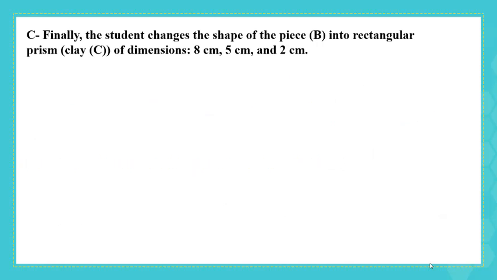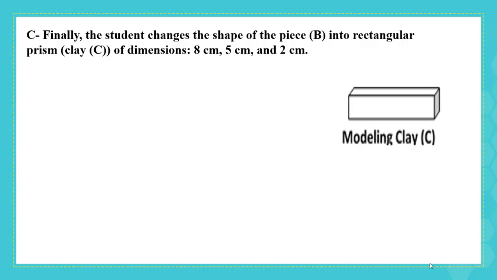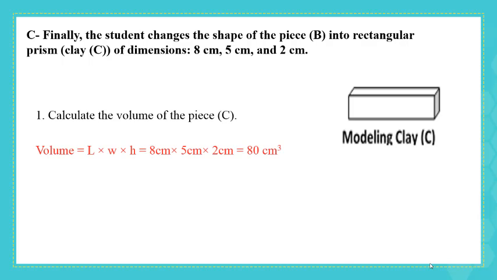Finally, the student changes the shape of the piece B into rectangular prism C of dimensions 8 cm, 5 cm, and 2 cm. So now, the same clay, but it has a new regular shape, which is a rectangular prism. In order to calculate its volume, you will apply the formula volume equal length times width times height, and the answer is 80 centimeter cube.